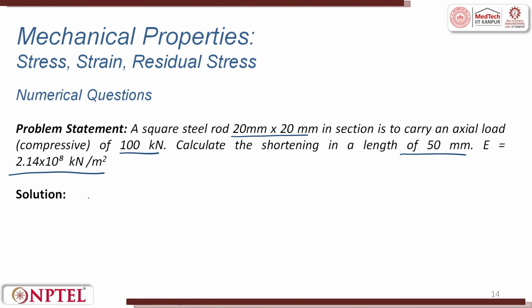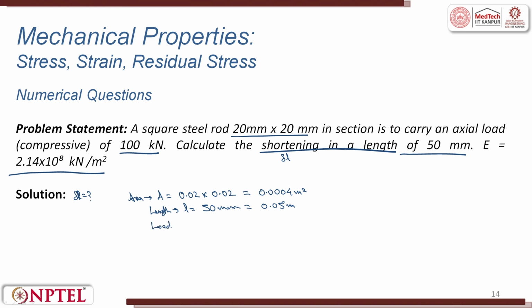Because it is a square rod, we need to find the shortening in length, that is the value of delta L. Here delta L is to be determined. What we are given: the area, given in mm, so I convert mm into meters, that is 0.02 into 0.02 is equal to 0.0004 meter square. The length, which I denote by L, is 50 mm, in meters equal to 0.05 meters.